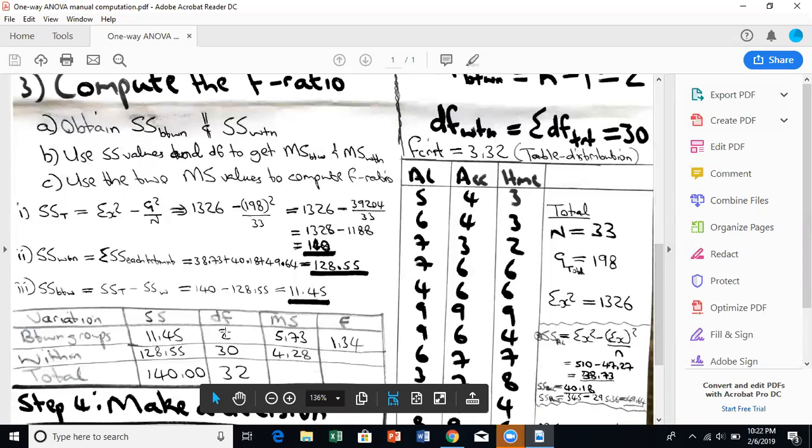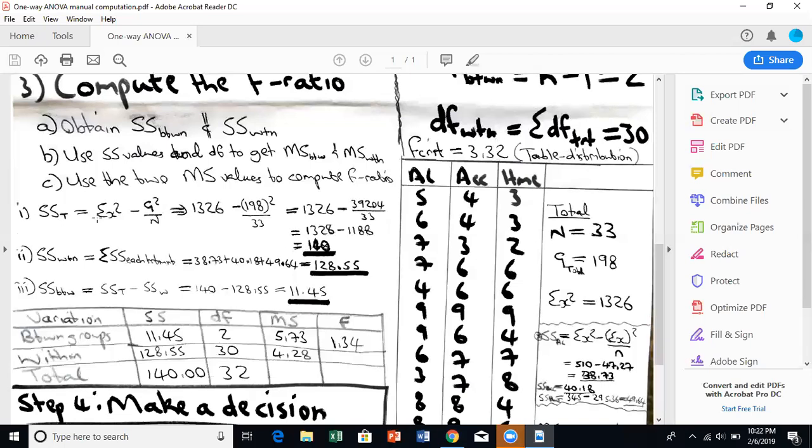So you check at 2 and 30. Where they meet, you're going to see there's a 3.32 under 0.05, technically. If it's 0.01, you must be careful. You must check under 0.01. So I wrote that for you. You can check as we move forward if you do the practices.